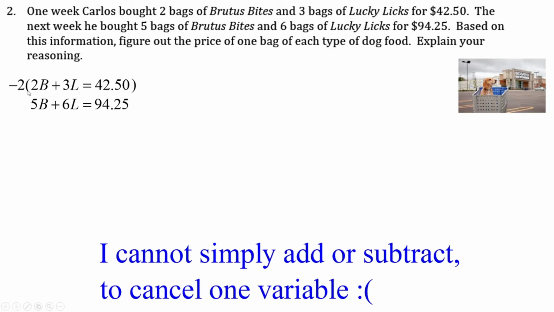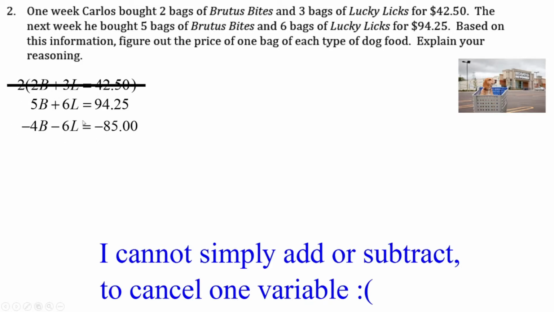Well, -2 times 2b, that would be -4b. And then -2 times the 3L would be -6L. And then -2 times the $42.50 would be negative, what would that be? -$85. And now I'm going to ignore that top equation, at least momentarily, and now focus on this system.